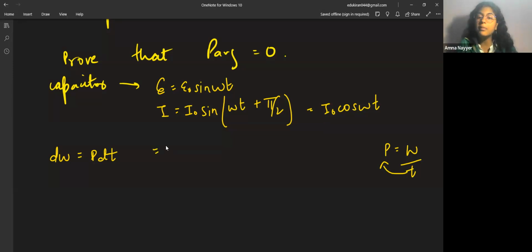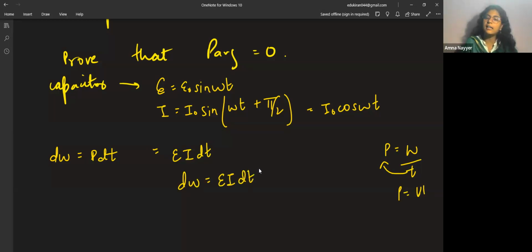Further, remember I told you P is equal to VI. P is equal to VI. So this becomes EI dt. So what is dW equal to? dW is equal to EI dt. That is our equation. Now, what is the value of E?